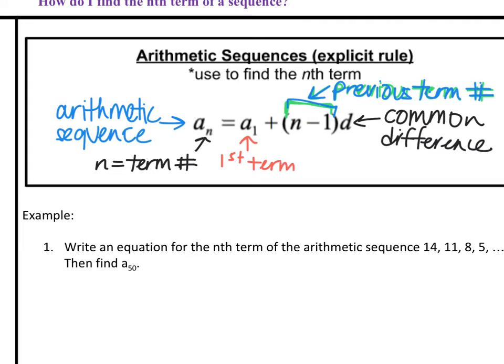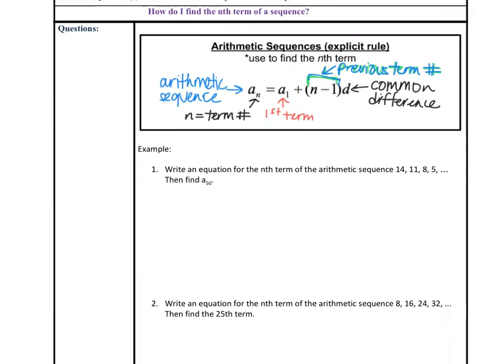Here's what this equation is saying. To find some number of the sequence, to find like the 100th term, take the first term, add on the common difference times however many, but one less. We're going to do an example, and it hopefully will make more sense.